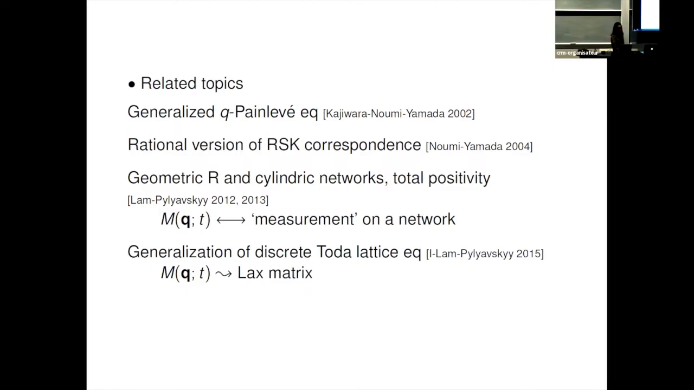And based on these things, we can study the generalization of the discrete Toda lattice equation by using this M. So by twisting this M, we get the Lax matrix for the discrete Toda lattice equation. And when the product is of 2, this is really the original discrete Toda. And we can generalize this by increasing the number of products. They are the related topics to integrable systems.